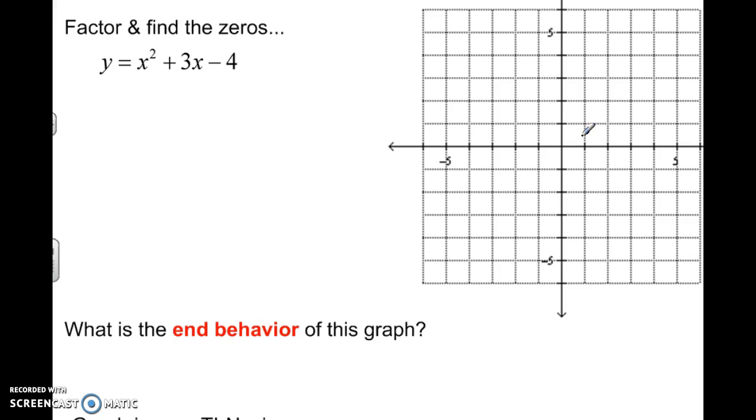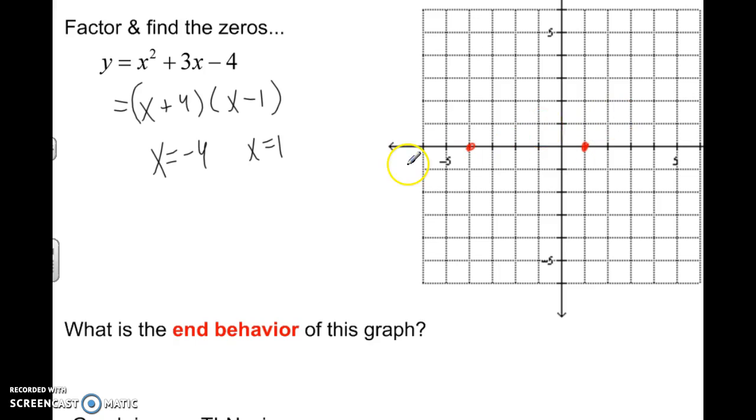And we use that to find the zeros on the graph. So let's say we factor this. We get x plus 4, x minus 1. So solutions are at x equals negative 4 and x equals 1.